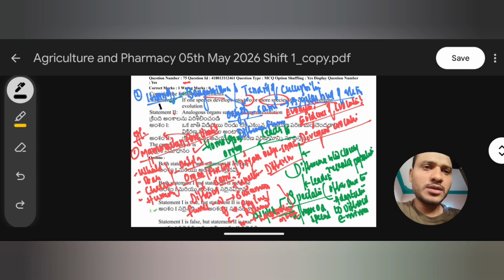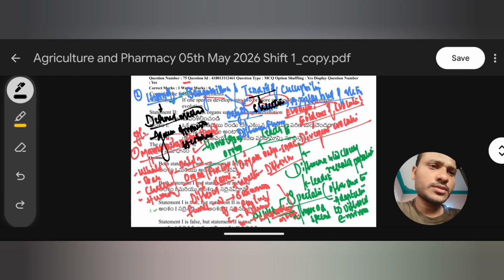How? The thorn performs a defense function, a defense mechanism against herbivores. The tendril gives structural support for climbing. See, the tendril performs the climbing purpose and the thorn performs the defense function. So the functions are different but the origin is the same. Such type of organ is called a homologous organ.